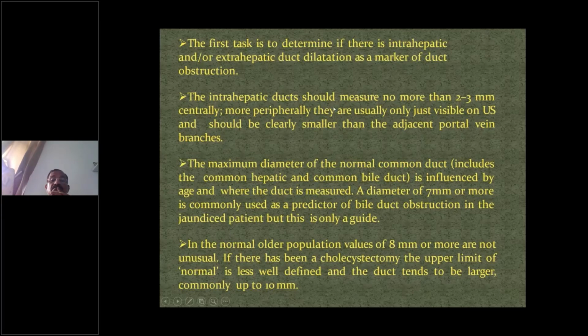Normally, the intrahepatic ducts centrally should measure no more than 2 to 3 mm, and more peripherally they are hardly seen. And even if seen, they should be clearly much smaller as compared to the adjacent portal venous branches. The maximum diameter of the common bile duct is normally considered to be 7 mm, and more than that is a predictor of bile duct obstruction in the jaundice patient. But this is only a rough guide. It depends on the age of the patient and whether cholecystectomy has been done or not. So in a post-cholecystectomy patient, up to 10 mm may be normal. In an older population, up to the 7th, 8th decade, it may be 8 or 9, depending on the age.